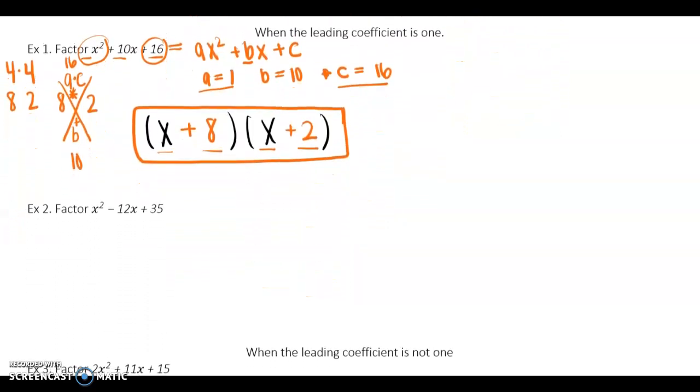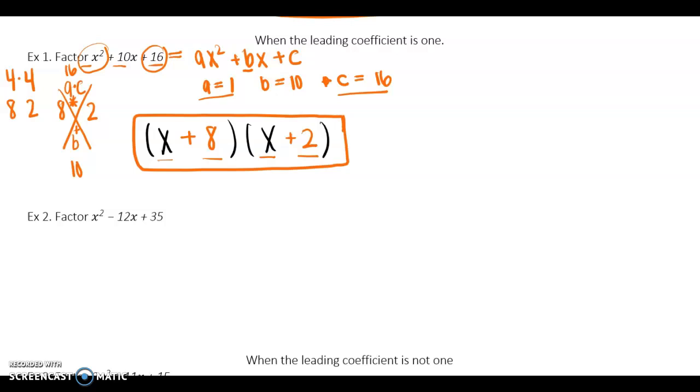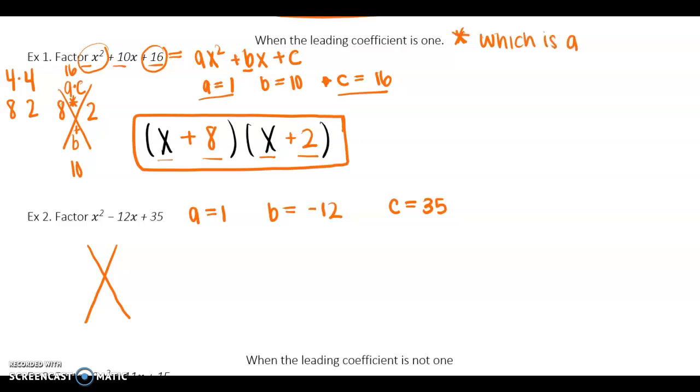Let's do the same thing again, and let's start off with our x. We have a is equal to 1, b is equal to negative 12, and c is equal to 35. Notice that the leading coefficient, which is a, is always equal to 1 in examples 1 and 2. So this is a method for when the leading coefficient is 1.